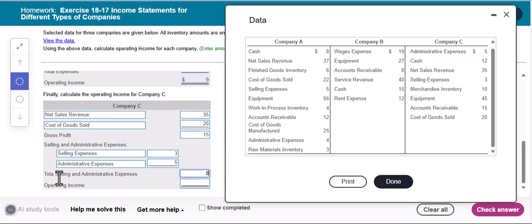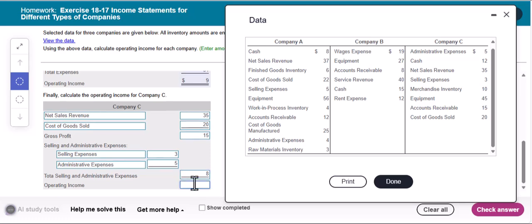Looks like we missed the L. And then we're going to go ahead and subtract the total selling and administrative expenses from gross profit to get our operating income. So our operating income is going to be 7 million. Let's go ahead and check our answer.